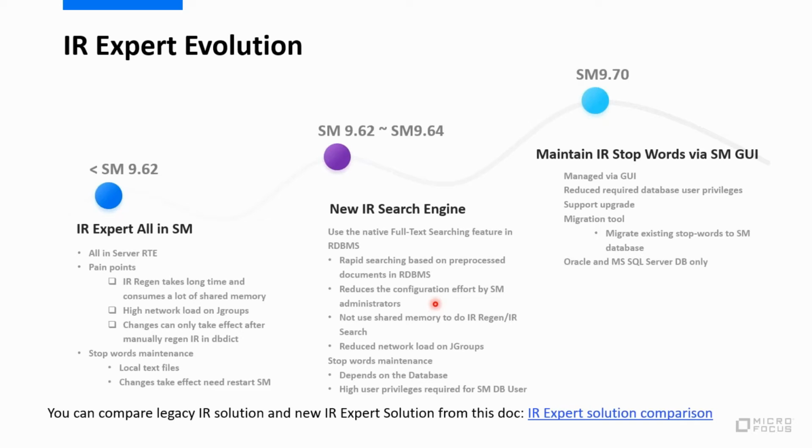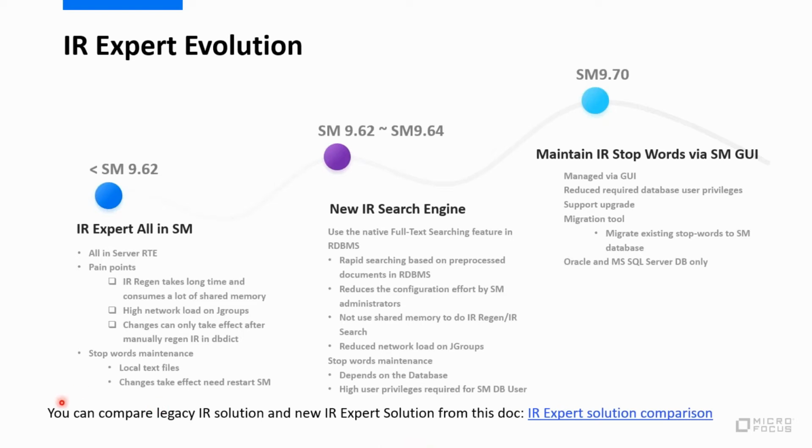But this mechanism will require a very high user privilege for the SMDB user. So this triggers another refactor during Service Manager 9.70. So we can now manage the IR stop word in the SM GUI, and this can reduce the required database user privilege. But this only works on the MS SQL and Oracle databases.